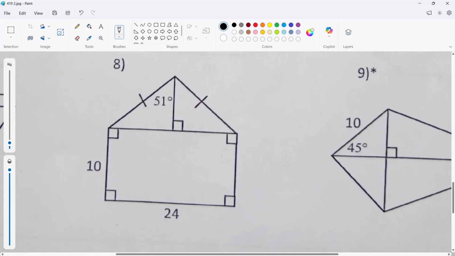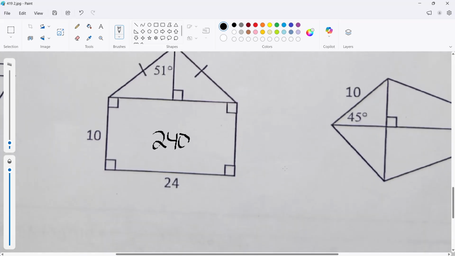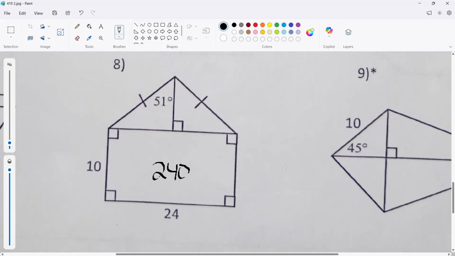So the rectangle part is 10 times 24, which is 240. So I've got that. This doesn't have an asterisk, so I can get an approximate answer. This is 51 degrees. I know this whole thing is 24, which makes this 12. Now I have an angle, the opposite, and I need the adjacent. So I can do sine of 51 degrees equals opposite over... oh, not sine. That would be if I have the hypotenuse.